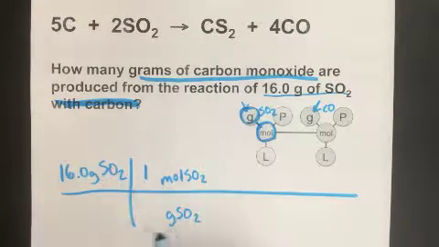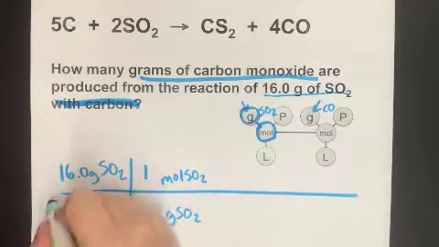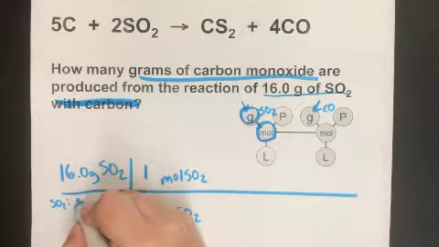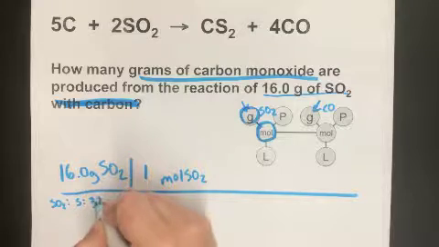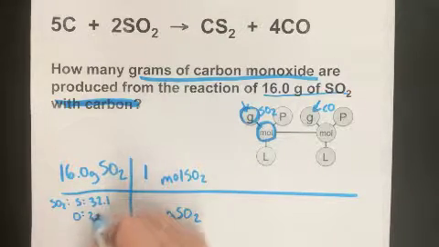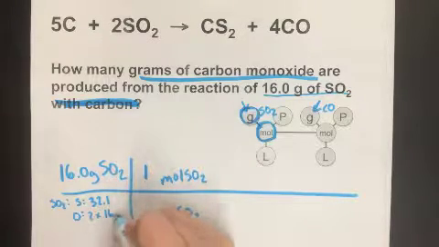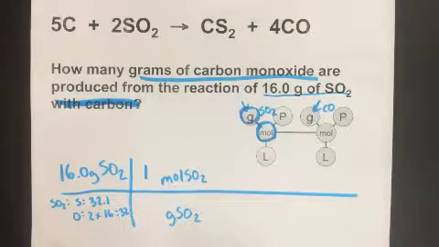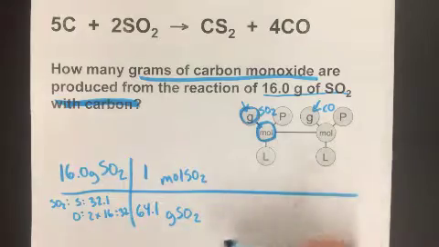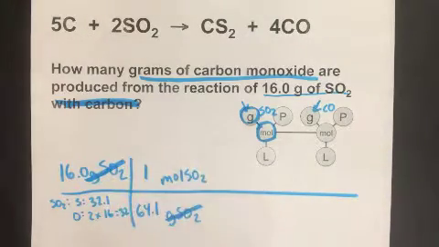Grams of SO2, whenever you see grams, we must come over and do some side work and find the molar mass of SO2. So S, there's only one of them at 32.1 grams. Oxygen, there's 2 of them, each one weighing 16, which gives you 32. So 32.1 plus 32 gives you 64.1 grams. Okay, the grams go away. We are at moles of SO2, and we just keep on trucking.